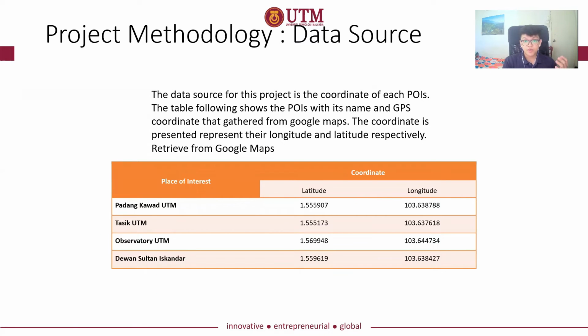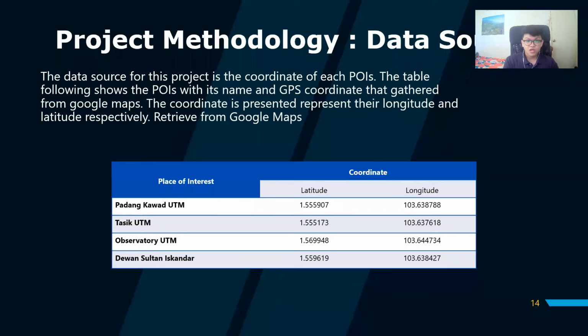So in this project methodology, we will discuss the data source, which is the points of interest and their coordinates. We have 4 main points of interest, which are Padang Kawad UTM, Tasik UTM, Observatory UTM, and Dewan Sultan Iskandar. So here are shown their respective coordinates.